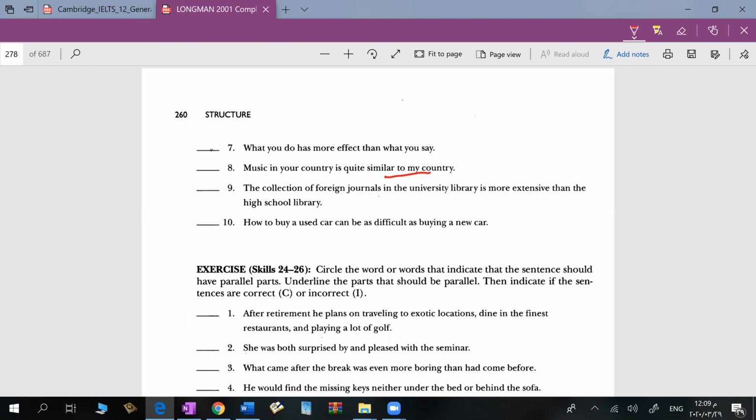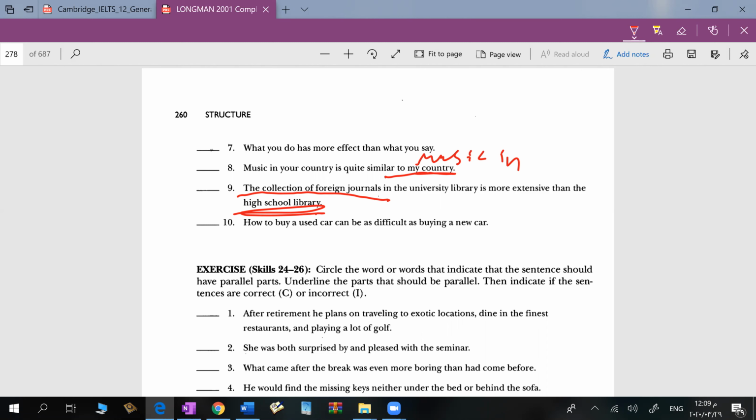To music in my country. The collection of foreign journals in the university library is more extensive than the high school library. The collection. What are we comparing? Are we comparing the collection of foreign journals with the high school library? Than the collection in the high school library? Then the collection. Than the collection of foreign journals.